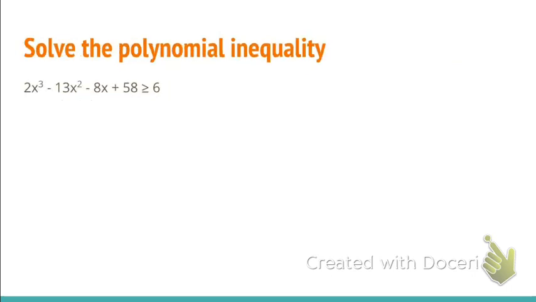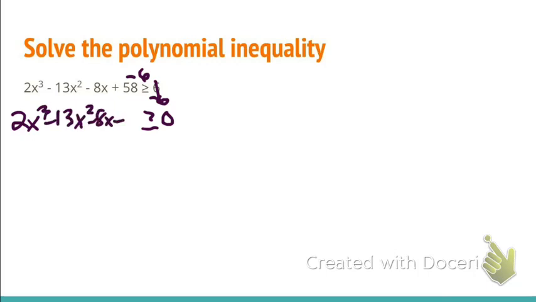So with this polynomial inequality, we're going to factor, because it's a polynomial, and that's how we solve polynomial equations, so that's how we find the zeros. So we're going to put it in standard form first. So I'm going to subtract 6 on both ends. And you get 0 over here. And on the left side, we get 2x cubed minus 13x minus 8x plus 52.